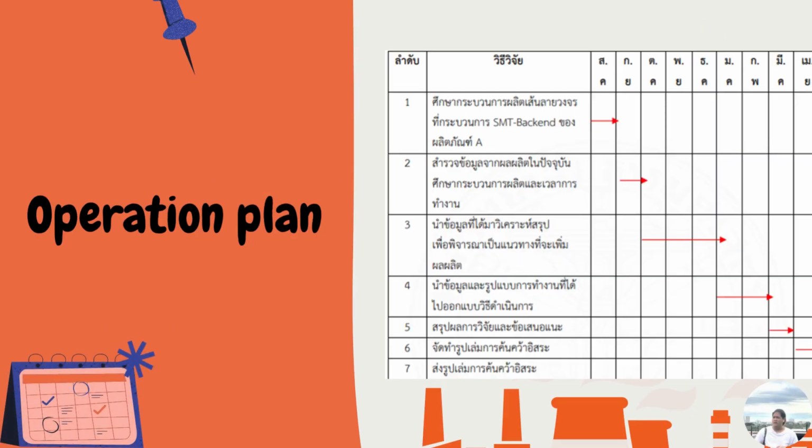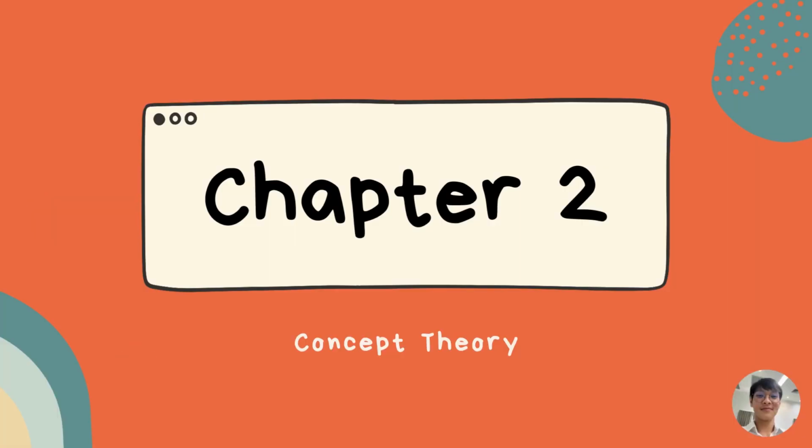This slide shows our operation plan. From the table, we can see which month we will start each process in order to know the scope of work. Okay, chapter 2. I talk about concept and theory.